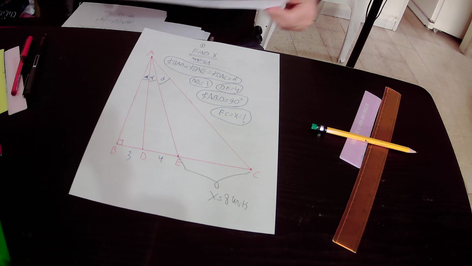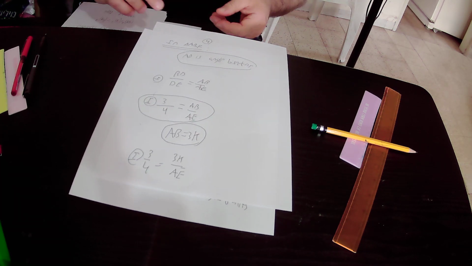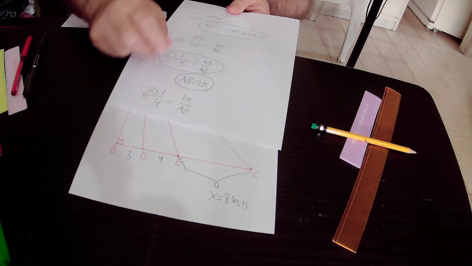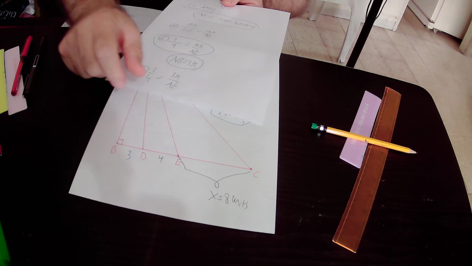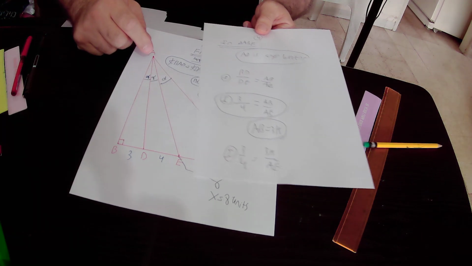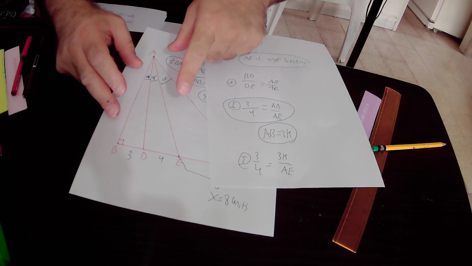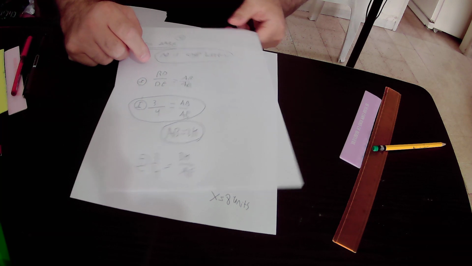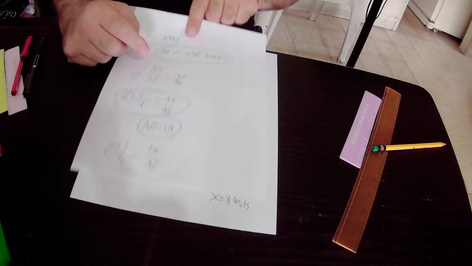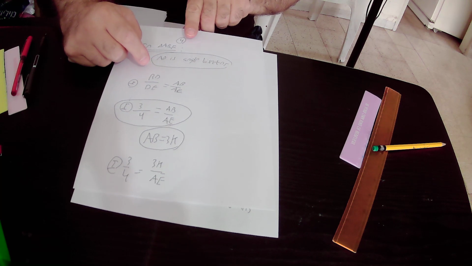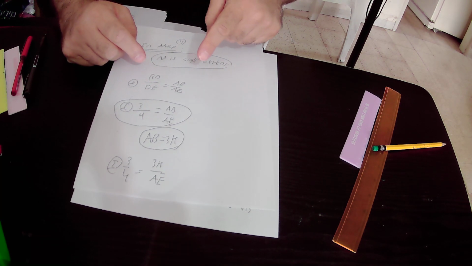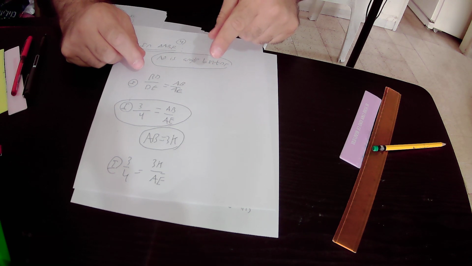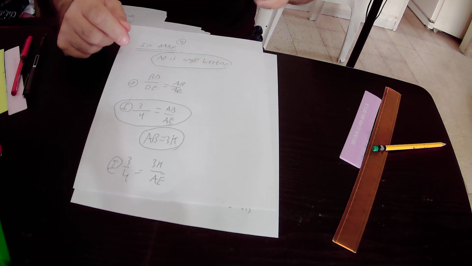Again, the ratio in which angle bisector AD divides side BE is BD over DE, and that ratio equals the ratio of the adjacent side lengths, which is AB over AE. That is to say, BD over DE equals AB over AE.